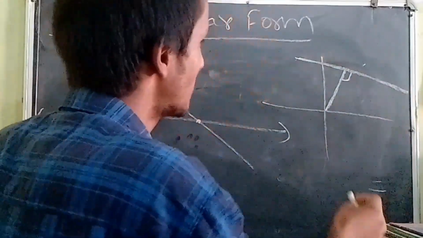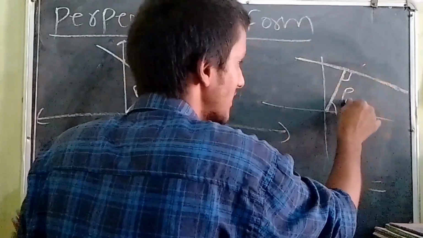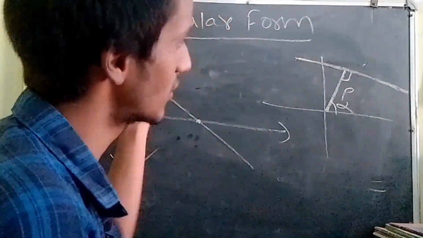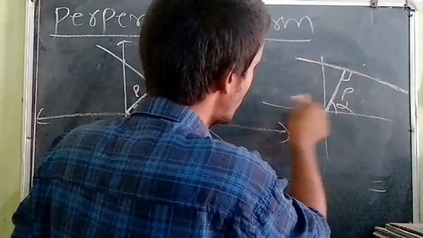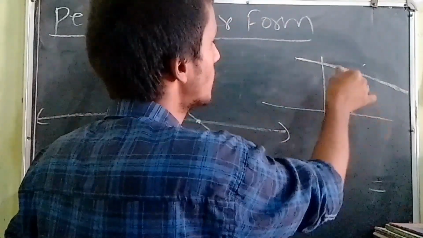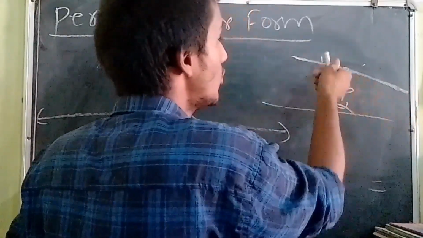Why? Because when you have just the length of the perpendicular and the angle that it makes with the x-axis, if you're given only these conditions, then if you draw the line which is perpendicular to this, it will be only one line.